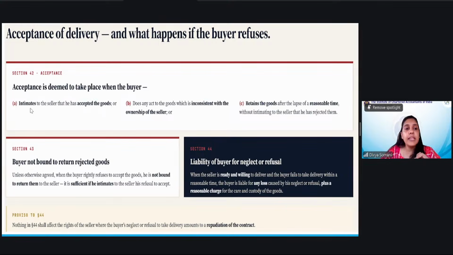When the buyer intimates to the seller that he has accepted the goods. Either the buyer will communicate to the seller that he has accepted the goods. Second case is he does any act to the goods which is inconsistent with the ownership of the seller, simply meaning that he has given it further on pledge, or he may have further resold the goods or something like that.